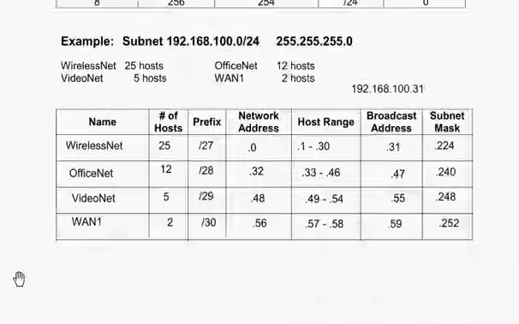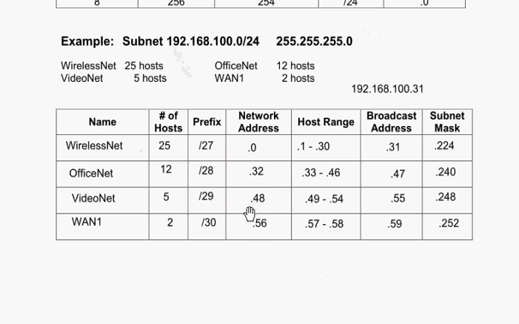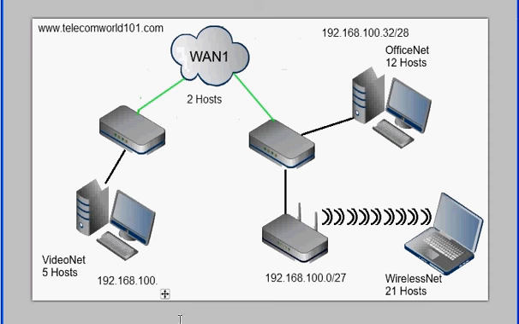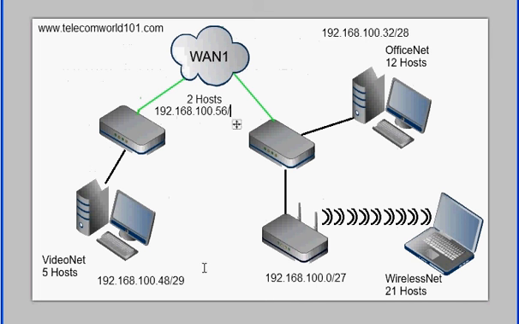On the video net, we'll take a look here. Video net is .48/29. So I'll put here video net 192.168.100. And I forgot already, we'll go back. 48/29. Okay, 48/29. That would be this network. On our wide area network link, we'd have 192.168.100. And let's go over here and check it. 56/30. So now what we have is a network. It shows we've subnetted it. These are all the different subnets we have, the different prefixes.